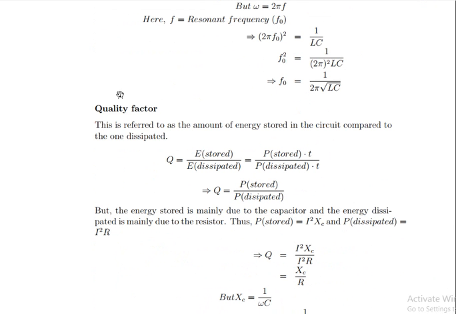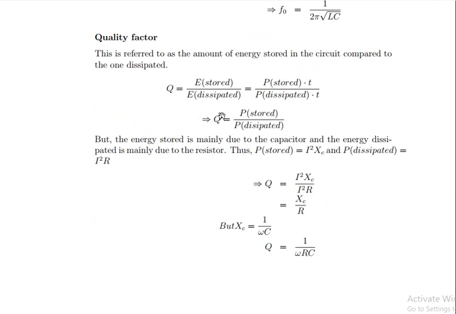So now let's visualize what the quality factor is. The quality factor is the amount of energy stored in a circuit compared to the amount dissipated. So energy stored over energy dissipated is said to be the quality factor. Energy stored is due to the capacitor, so it's going to be the power stored times time divided by power dissipated times time. So the time and time are going to cancel.